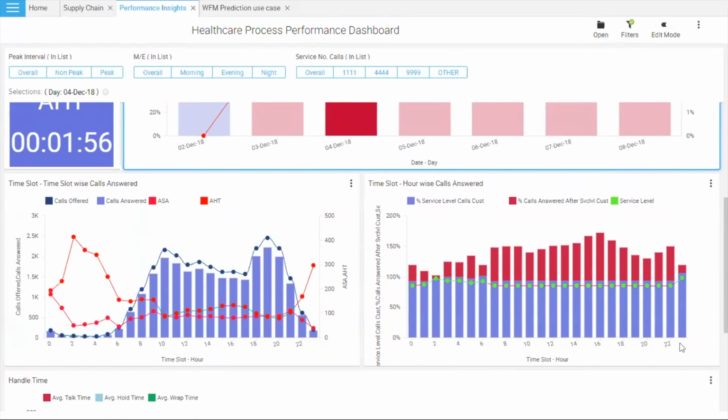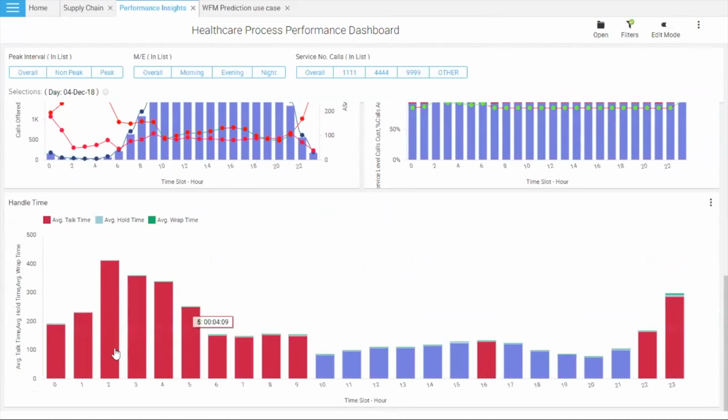Now, that's the kind of granularity where they would know what has happened on each of those transactions that have come in at an interval level, at a half-hour interval level. Right? And then other attributes which are important for business to understand, in terms of the total talk time that I've spent on a call.